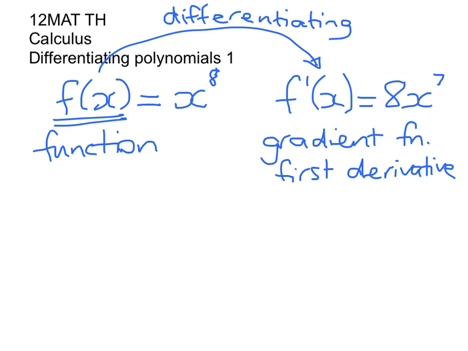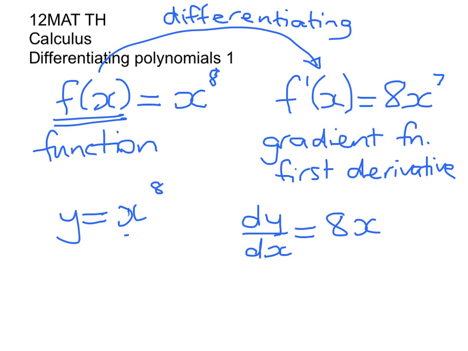Now that's one of the forms of notation we'll see. The other one is y equals x to the power of 8. And if we're using the y equals notation, we usually write the first derivative as dy by dx. Okay, so these two things here are both ways of writing the first derivative or gradient function.